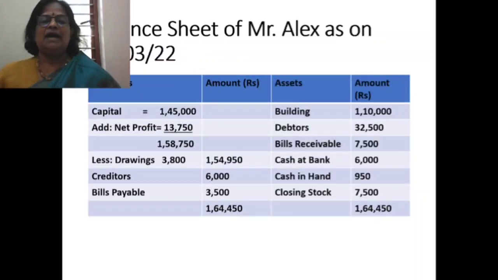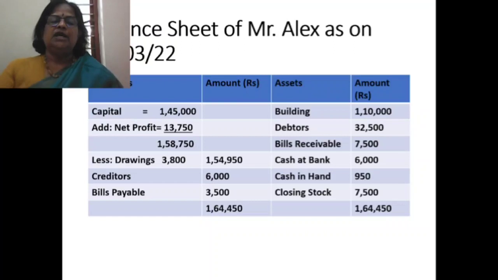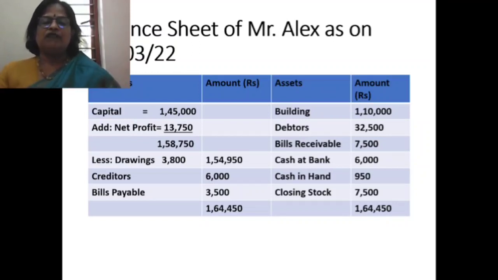Now we will see the balance sheet. Balance sheet of Mr. Alex as on 31/3/22. Liability side, capital, inner column 1,45,000, add net profit 13,750. Now 1,58,750. In this, drawings is there, 3,800. So in the outer column 1,54,950. Creditors 6,000. Bills payable 3,500.